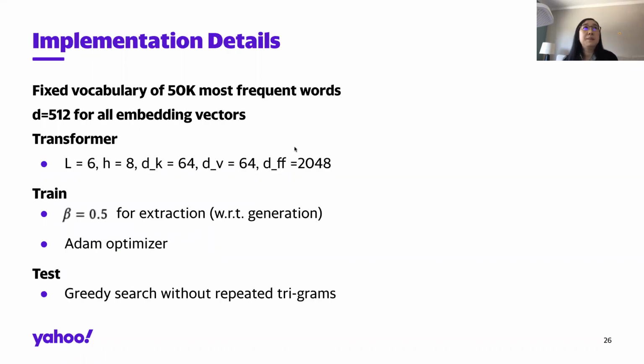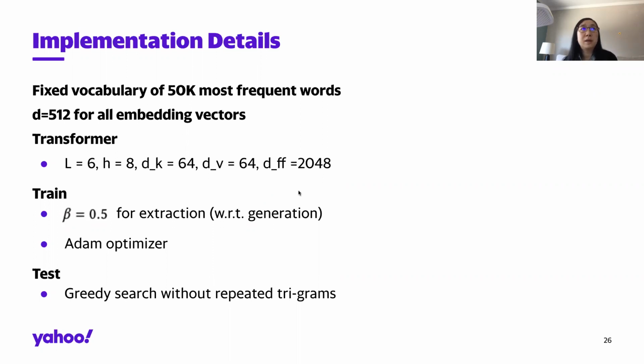Here are some implementation details about our model. We are using a fixed vocabulary of 50K most frequent words. For each embedding used, we are considering a dimension of 512. As for the transformer, we are following the standard practice, using 6 layers for the encoder and 6 layers for the decoder. The multi-head attention has 8 heads with 64 dimensions for key and value. And the fully connected layer is about 2048 dimensions.